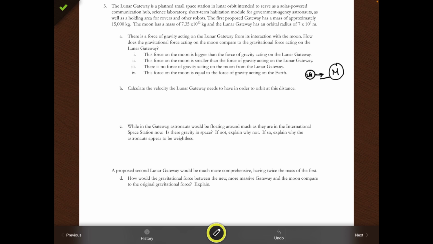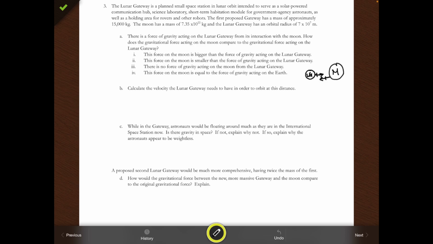But gravity is a force. It's an interaction between these two objects. So both objects have to experience the same amount of force. This is actually Newton's third law. Because the force is an interaction between two objects, both objects experience the same amount of force.